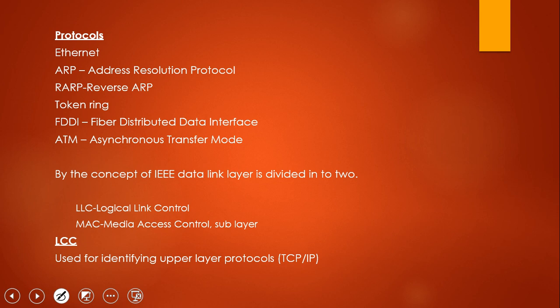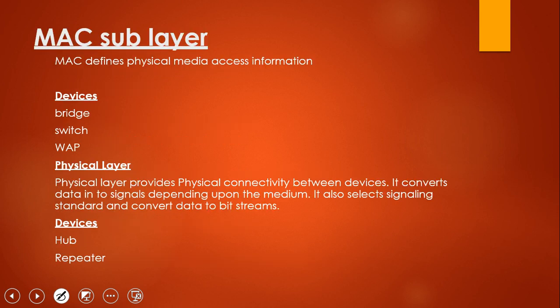By the concept of IEEE, the data link layer is divided into two: one is the LLC and one is the MAC. LLC is the logical link control sublayer, and MAC is the media access control sublayer. LLC is used for identification of upper layer protocols like TCP/IP. The MAC sublayer handles physical media access information. Devices: bridge, switch and WAP. These are the MAC devices.